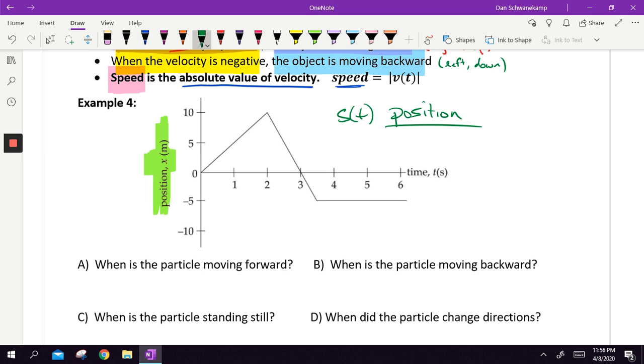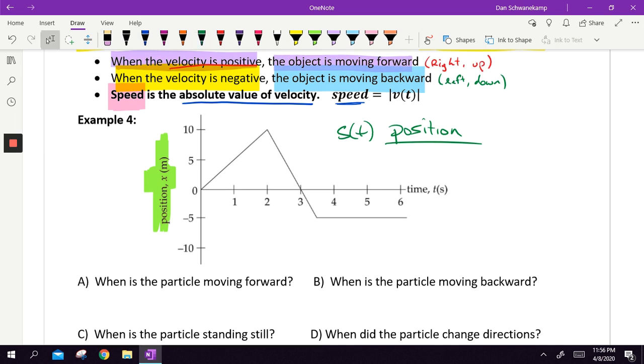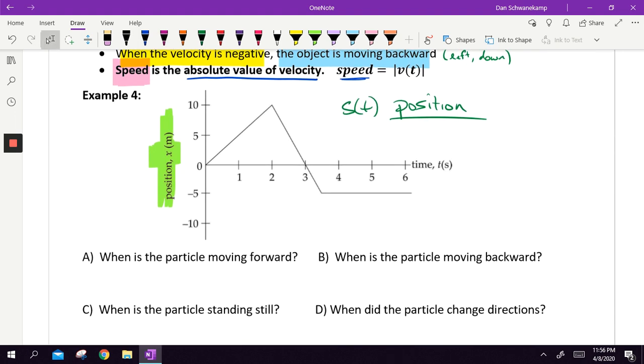All right. When is the particle moving forward? And you can think about this in lots of different ways. But again, we said the particle is moving forward when the velocity is positive. What am I looking for on this graph to decide when the velocity is positive? It's a position graph. How is position related to velocity?